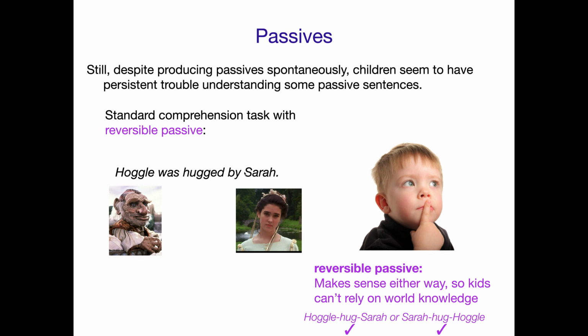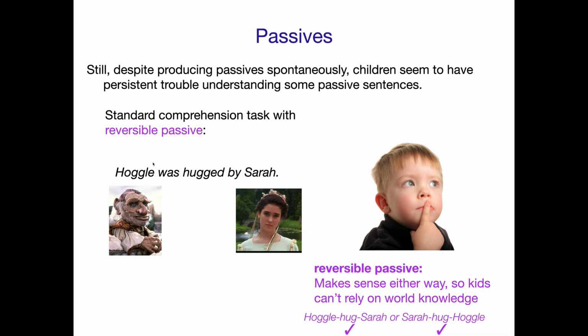So in this case, Hoggle was hugged by Sarah. Hoggle could be the one doing the hugging, given our world knowledge. Sarah could be the one doing the hugging, given our world knowledge. It's only by the structure of the utterance, by the passive structure, if you understand the passive structure, that you can figure out who's hugging whom. You cannot rely on world knowledge to help you figure it out.